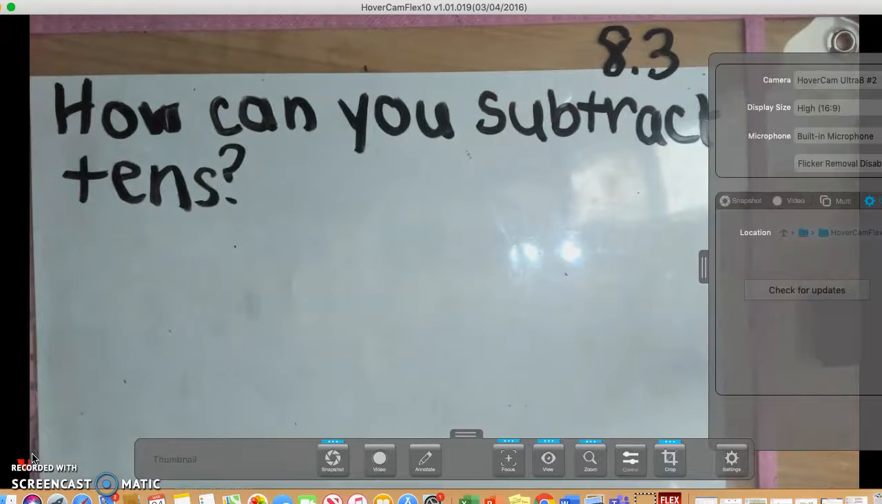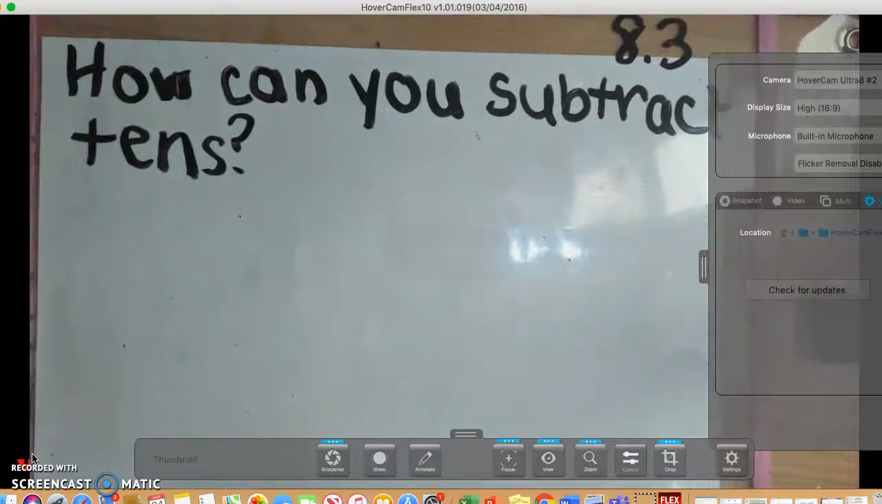So our question of the day for lesson 8.3 is: how can you subtract tens? We've been working with tens and ones, and yesterday we were working on adding tens and ones. Today we're going to work on subtracting. I'm going to read a problem, and I'm going to show you how I would solve it.